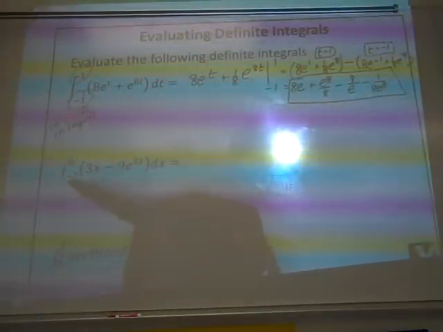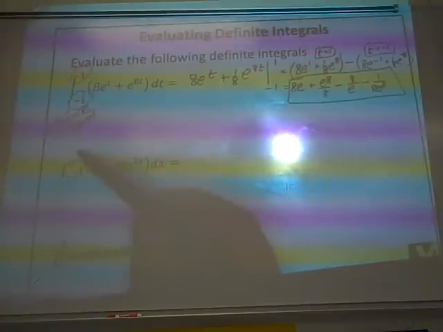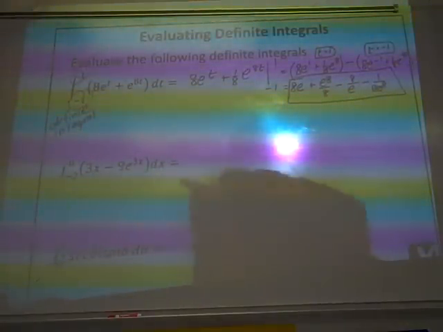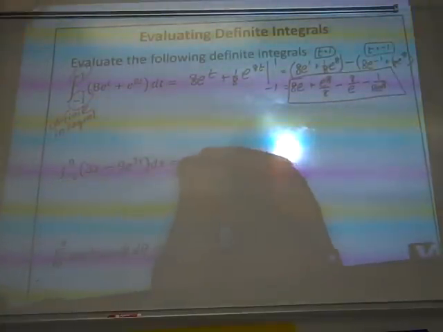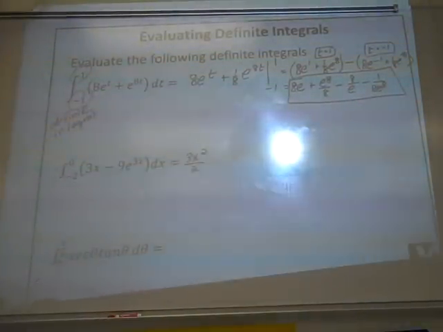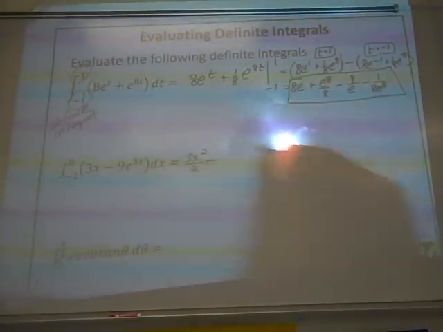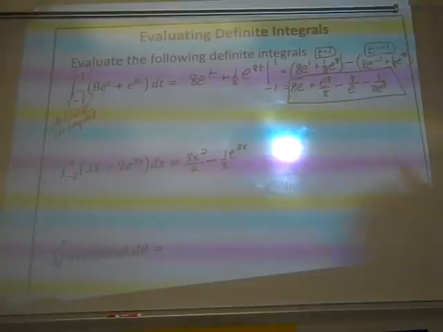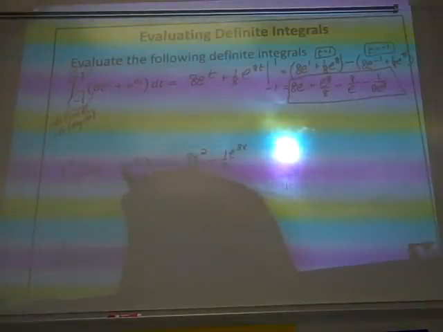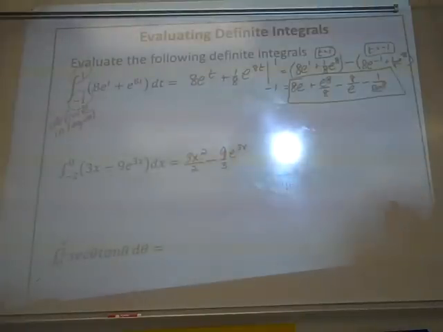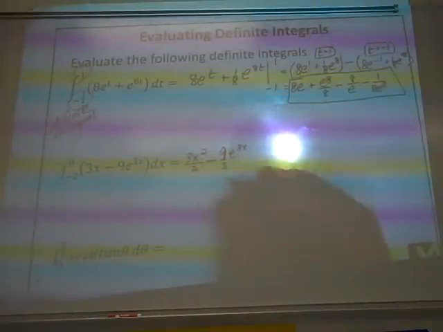So I need to find the definite integral from -2 to 0 of 3x minus 9e to the 3x. So in order to do that, we're going to take the antiderivative of 3x, which is 3x squared divided by 2, minus the antiderivative of e to the 3x would be e to the 3x times 1/3. But wait, we've got that 9 there that is multiplying the e to the 3x. So that's actually going to be minus 9/3 e to the 3x.